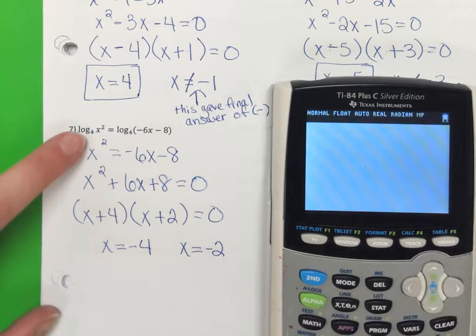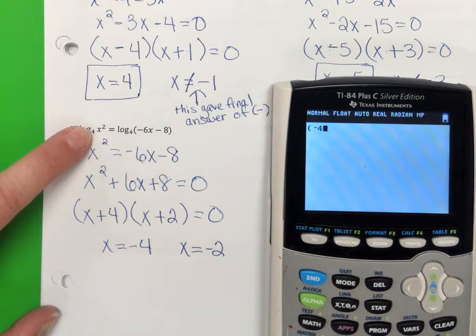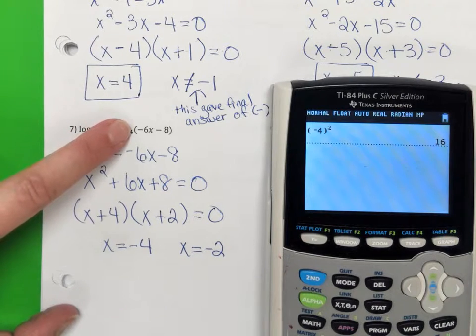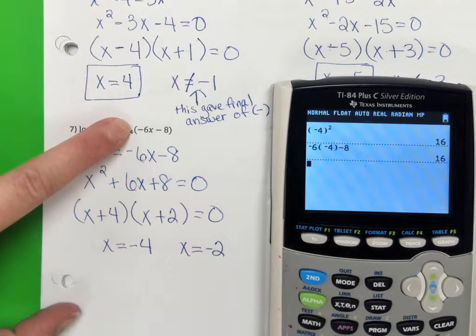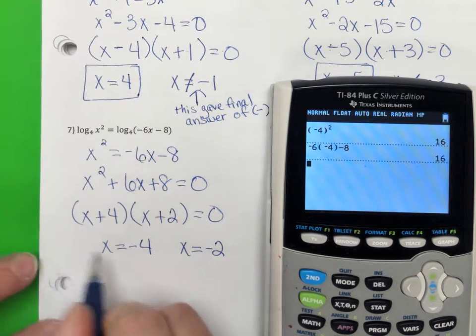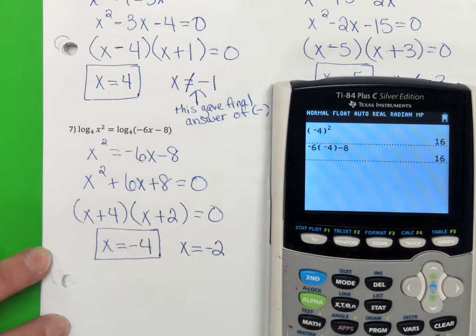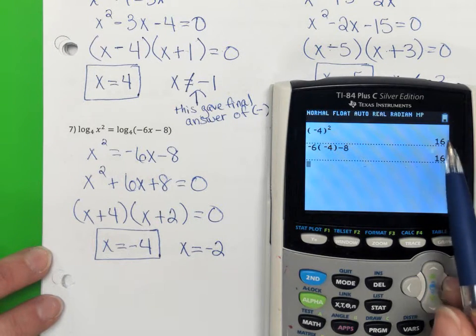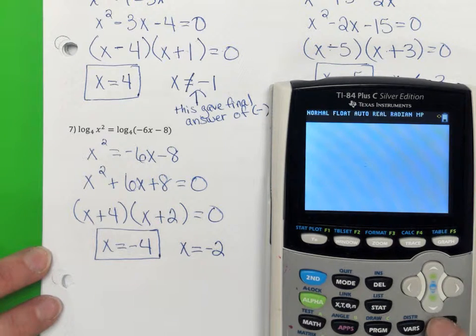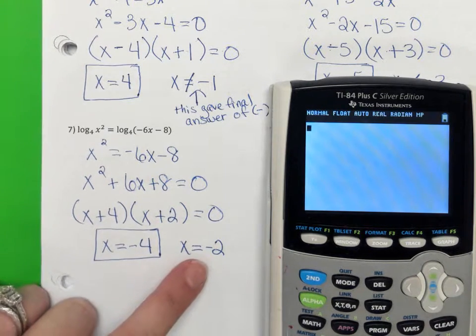Okay, well let's see. Ready? What is negative 4 squared? Positive 16, right? Let's plug it in on the other side. Negative 6 times negative 4 minus 8. Does it also give me positive 16? Yes. So, like I said, it's okay that the x is negative 4 as long as it doesn't give me a negative answer. Right, Mike?